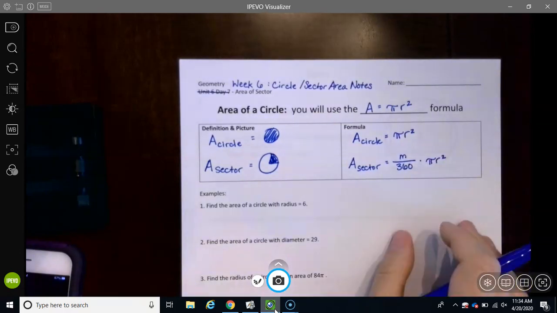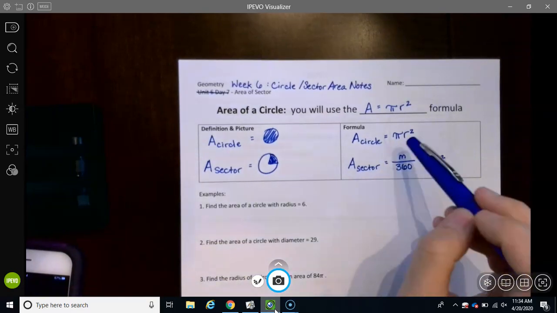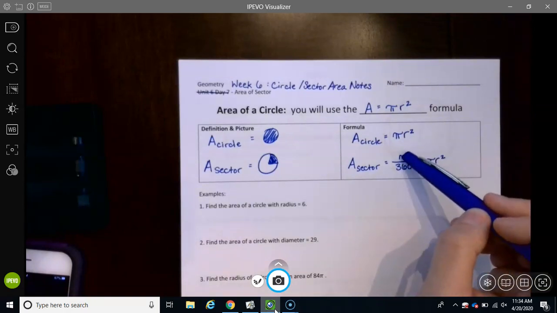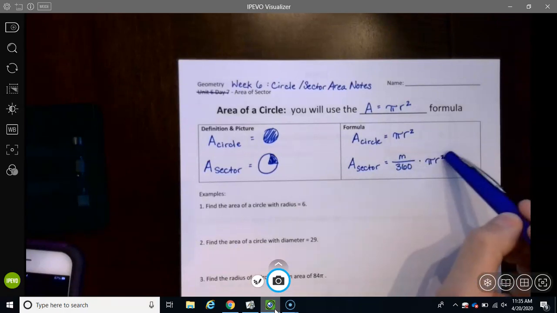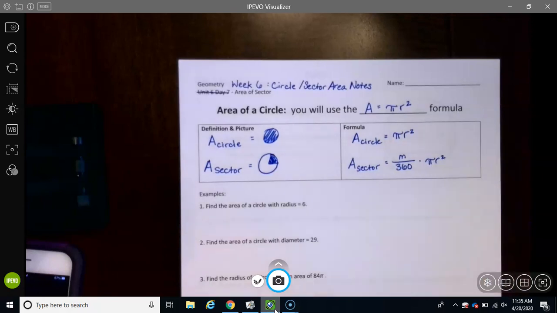So it's real similar to the sector length formula. The only difference is instead of using n, they use m. It still represents that central angle. And then instead of having the circumference right here, now it's the area of a circle's formula there. Okay, so that's the difference between the two.